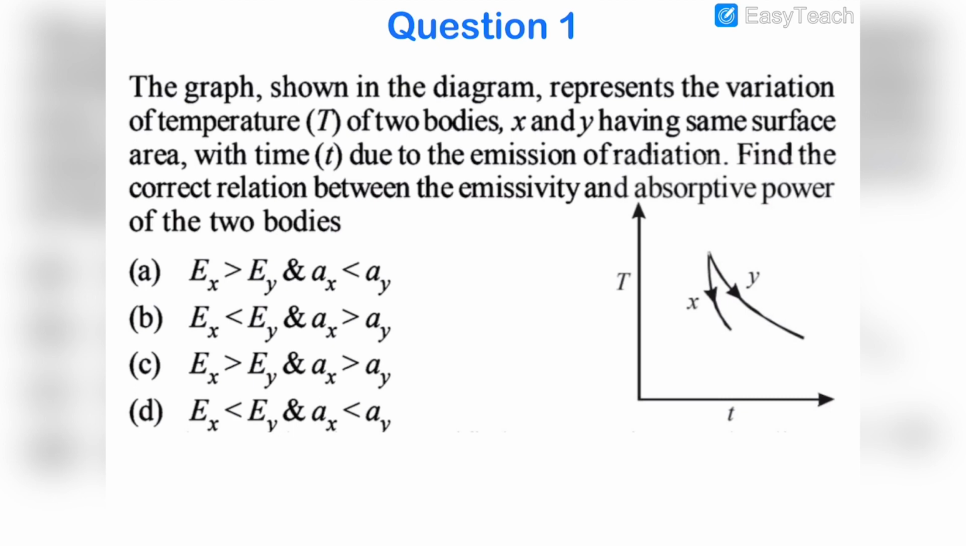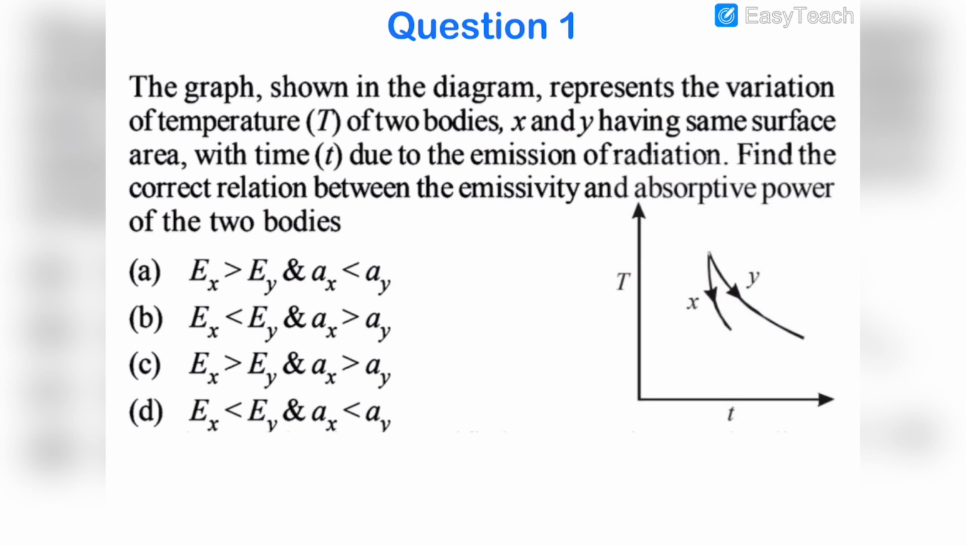In this video, we are going to start the solutions of test number 5, which is of thermodynamics. So in this first question, you can see that there are two graphs which show the variation of temperature of the two bodies X and Y, which have the same area and are cooling down by the emission of radiations. So we have to find out the correct relationship between emissivity and absorptivity of the bodies.